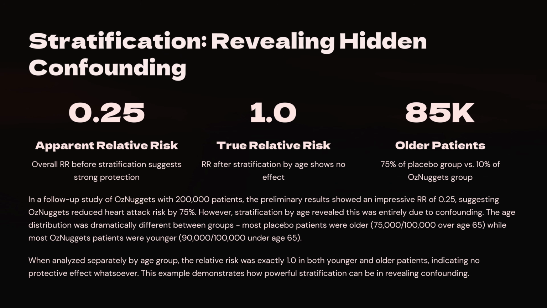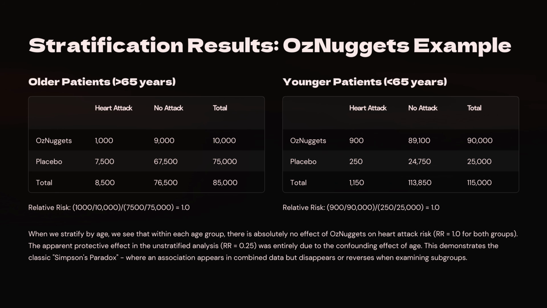So this is a good example of showing you that a third confounding variable, a variable that's not equal between groups at baseline, can actually drive a relationship that is not true between an intervention and an outcome. Here is what the stratification looks like in detail.